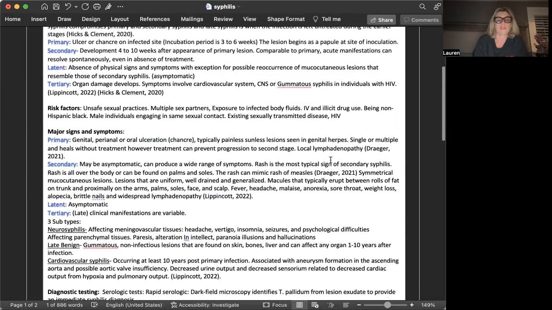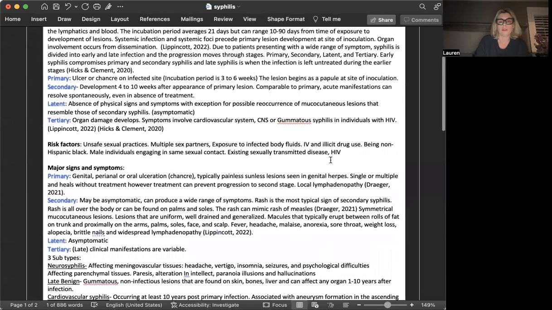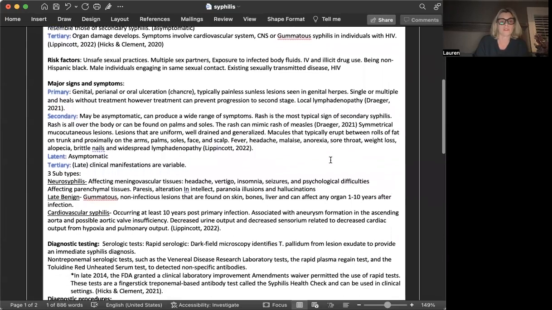Some risk factors: unsafe sexual practice, multiple sex partners, exposure to infected body fluids, IV and illicit drug use, and I'll just cover a couple more: existing sexually transmitted disease or HIV. Some major signs and symptoms, I'll go through a couple for each of the stages listed below.